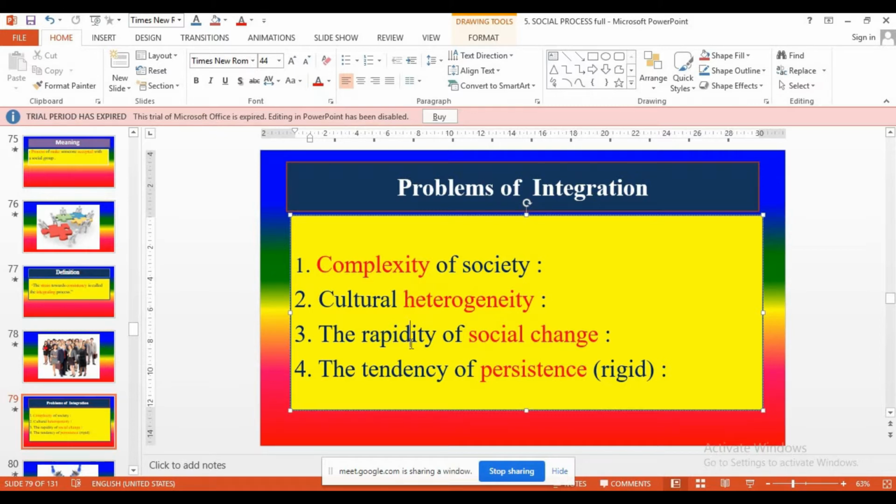Fourth one, tendency of persistency. It means rigidity. No man likes change. It is a psychological tendency toward permanence. So this tendency may lead to problems for integration.